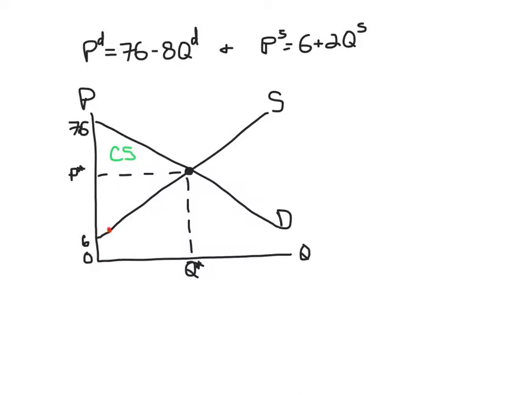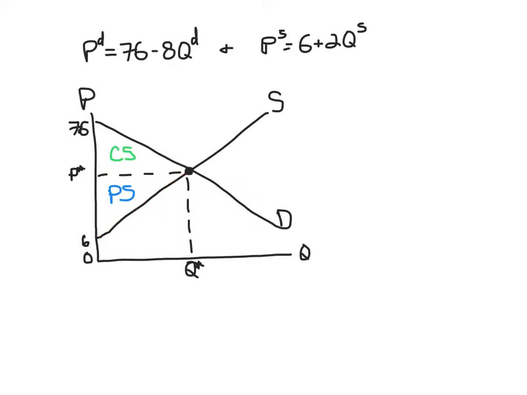So for the first transaction, this distance here will be the producer surplus. For the second transaction, this distance here between price and supply, and so on. For the third transaction, this distance here will be the producer surplus, and so on until we get out to Q star, right? So we can label this triangle here the producer surplus. It's all that space below the price but above that supply curve.